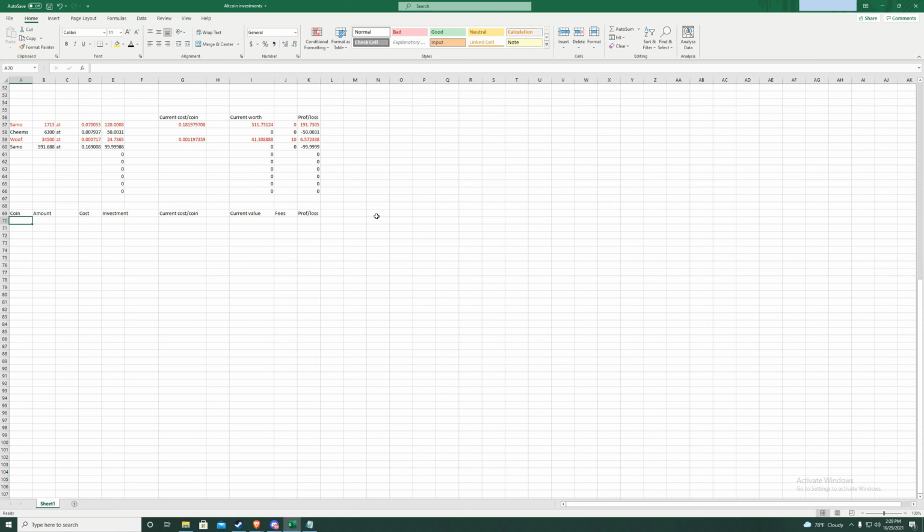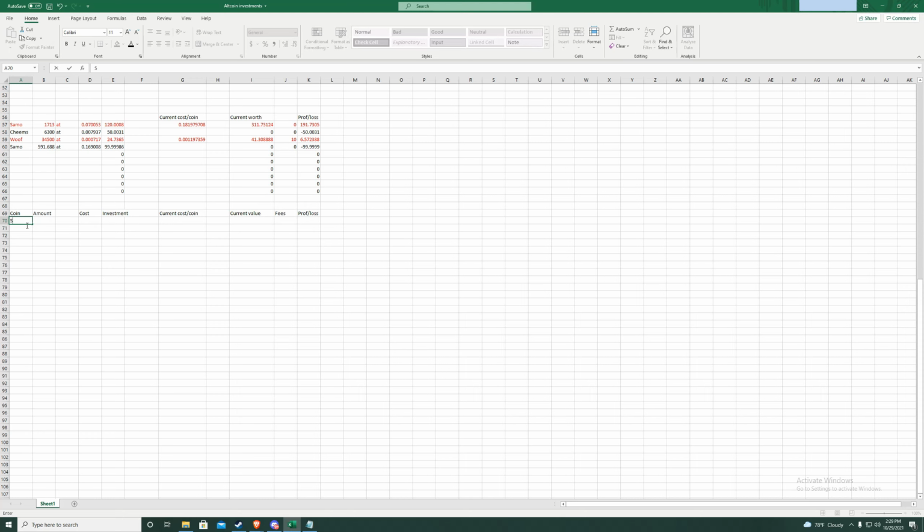Today we are going over how I like to keep track of my crypto / altcoin investments and my NFT investments. We'll start with how I like to lay out my Excel spreadsheet: coin, amount or shares, the cost per, the total investment, the current cost, which is just a quick calculation I like to do, the current value, the fees, and the total profit or loss.